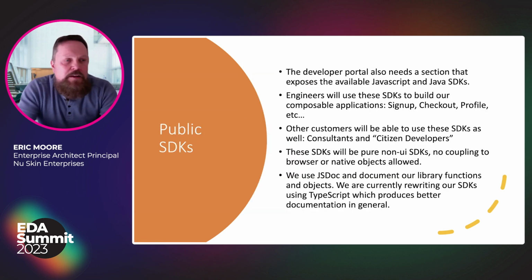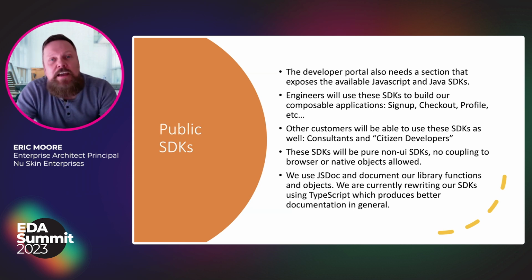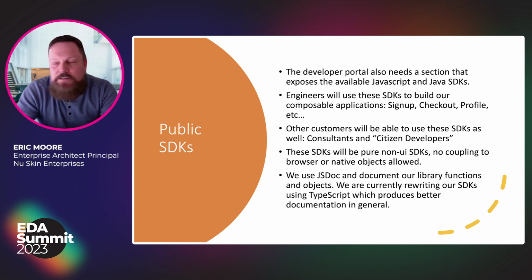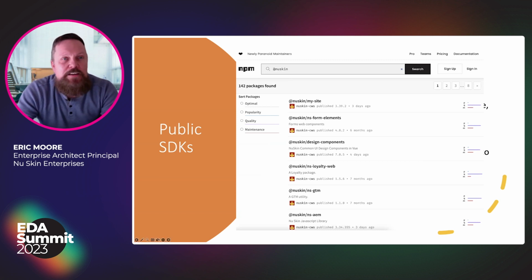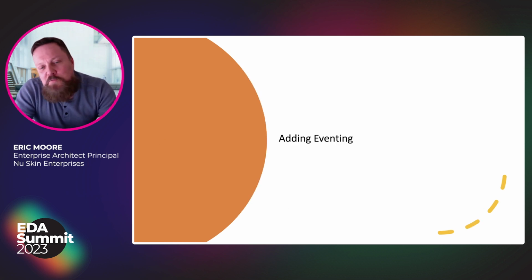In addition to that, we have non-UI SDKs. And we also want to give people access to download these SDKs. And these things, both the UI components and the public SDKs, need API keys or SDK keys so that we can control the use of these SDKs. And we currently have about 142 packages that start with the @NuSkin workspace inside of NPM. And we make a lot of different SDKs available publicly for people to use. All right, then finally getting more into eventing.